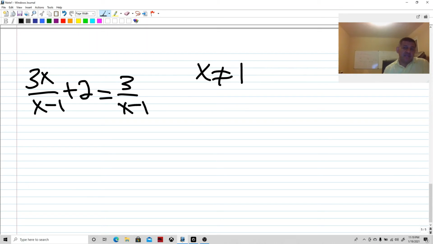Or it can be positive and less than 1, but cannot be 1. Or it can be negative too, right? So it can be negative, because if it's negative 1, then this is negative 2. So negative 2 is a number, it's not 0, right?